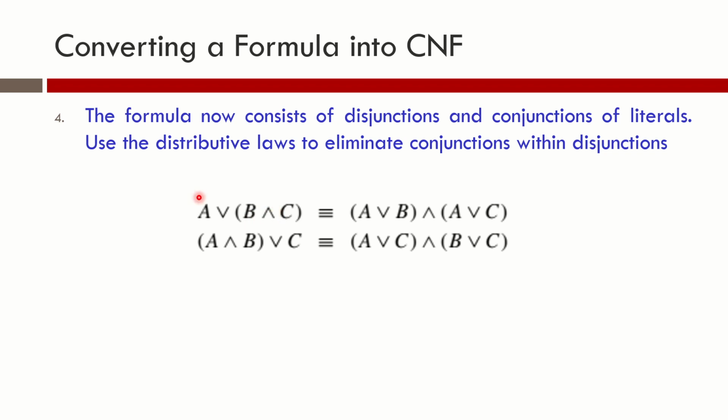To eliminate this, we distribute this disjunction over this conjunction using the distributive law. A or (B and C) can be written as (A or B) and (A or C). Similarly, (A and B) or C can be written as (A or C) and (B or C). So these are the 4 steps in converting a formula into conjunctive normal form.